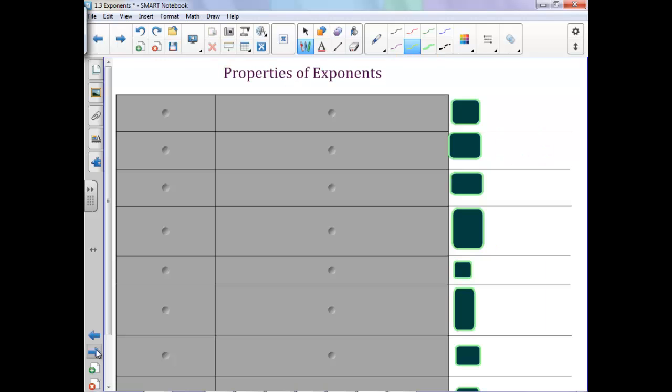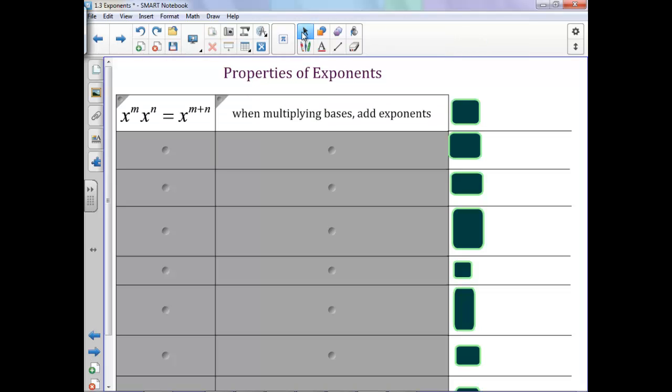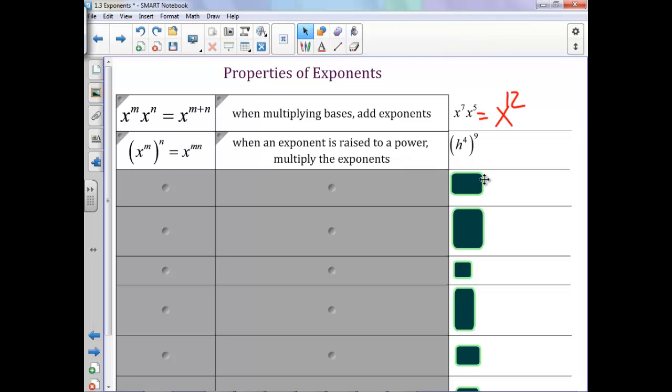Some properties and rules of exponents. We're going to be going a little fast on these. So this first one: when you multiply your bases, you add your exponents. So when we add our exponents over here, we're going to get x to the 7 plus 5, which is 12. You have an exponent raised to a power, you want to multiply the exponents. So in our case, it's going to be h to the 36th power.